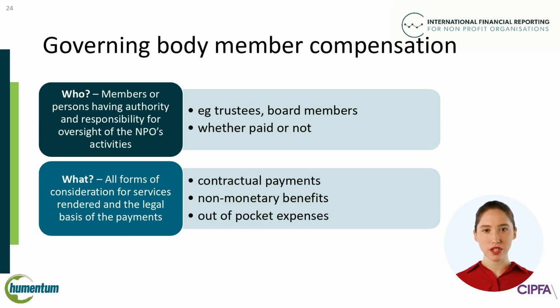The disclosure includes all forms of personnel compensation benefits, with the same scope as Section 28 for employee benefits. This includes whether the payments have been made by the NPO or on its behalf. The legal basis of the personnel compensation paid must also be disclosed.